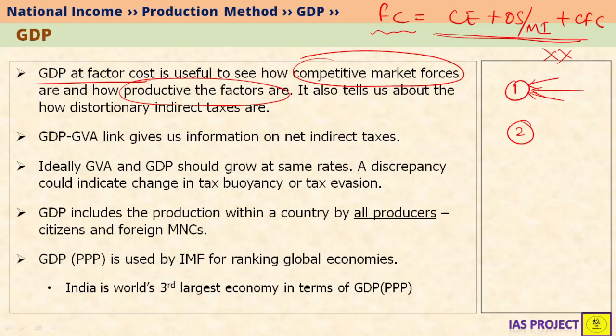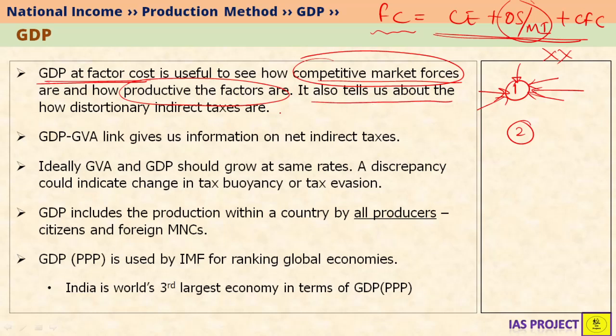Also, it shows how competitive market forces are, because when market forces are very competitive, it means that you will have labor cheaply available, consumption of fixed capital is very less and profits are very less. So operating surplus or mixed income is very less. They are ready to manufacture goods and services at very low profits. So GDP at factor cost shows competitiveness of market forces as well as productivity of factors of production.